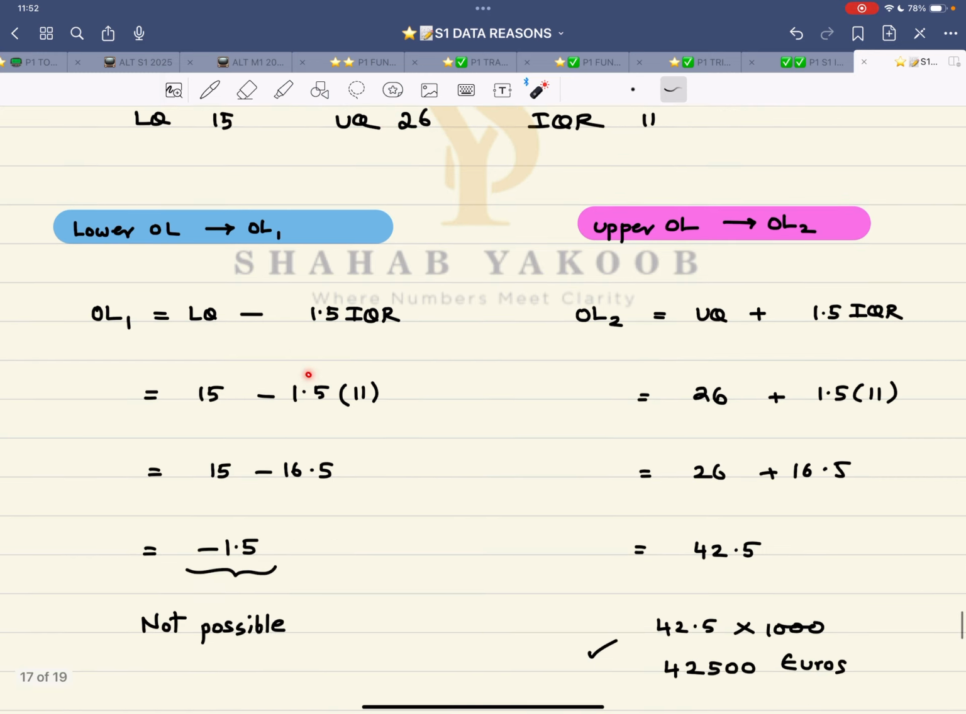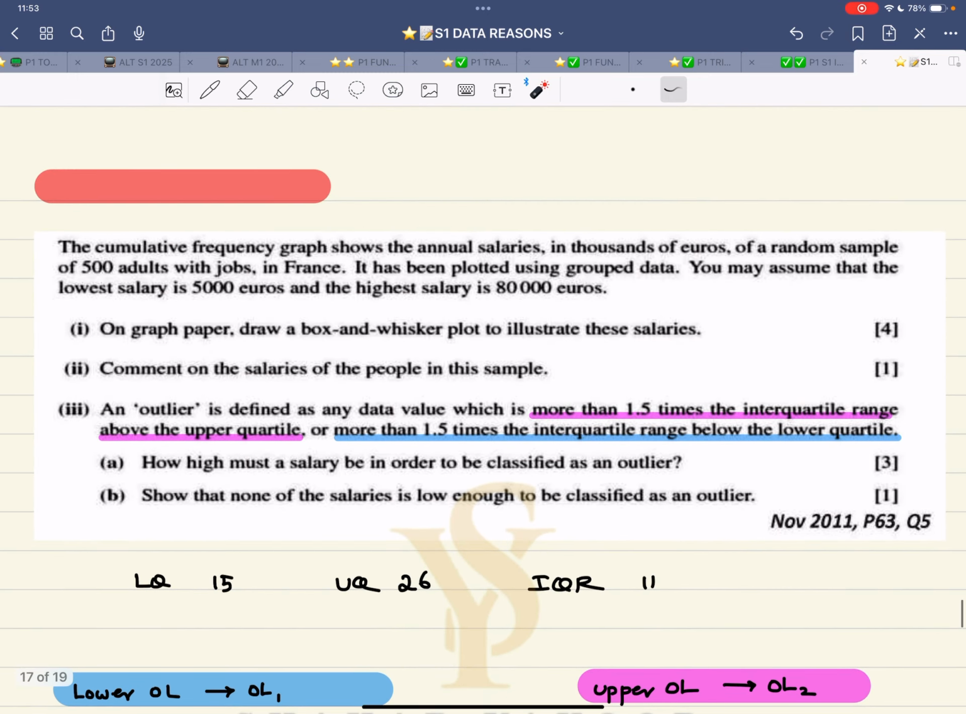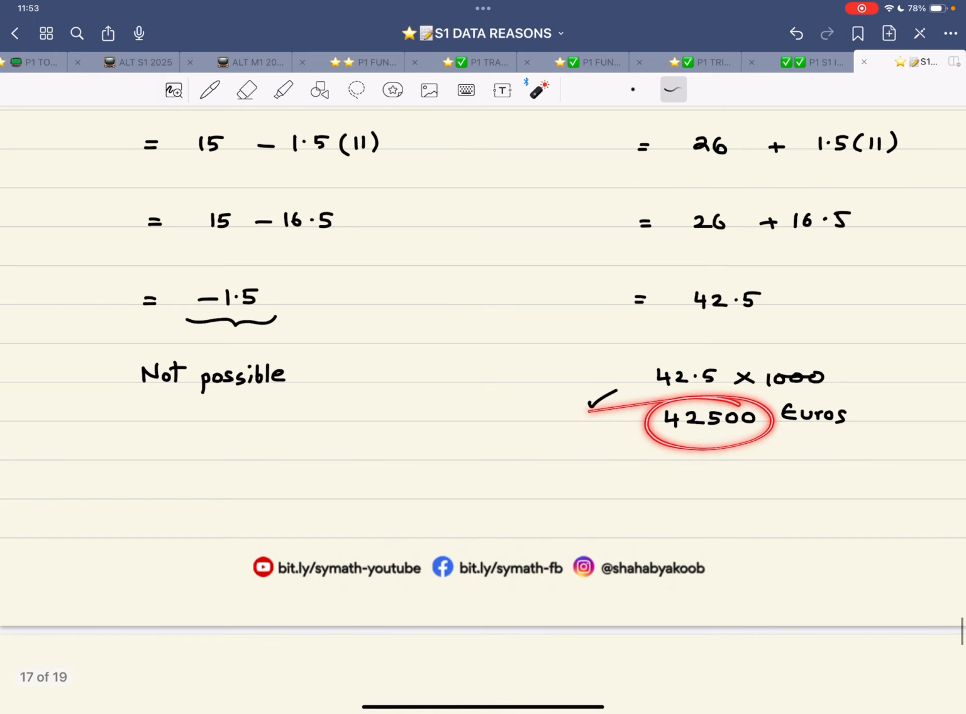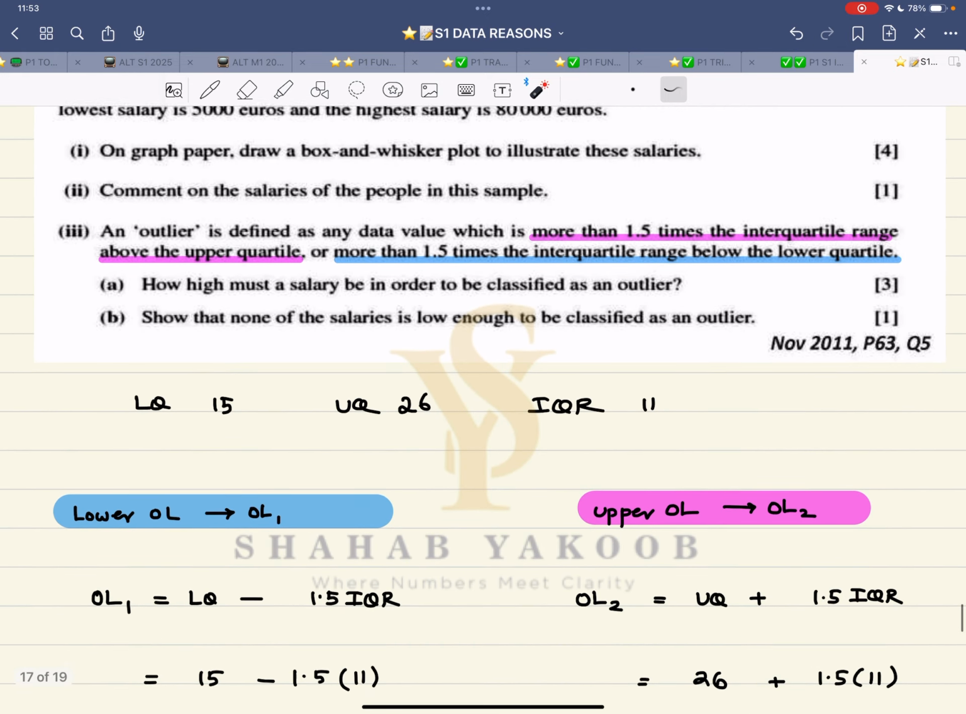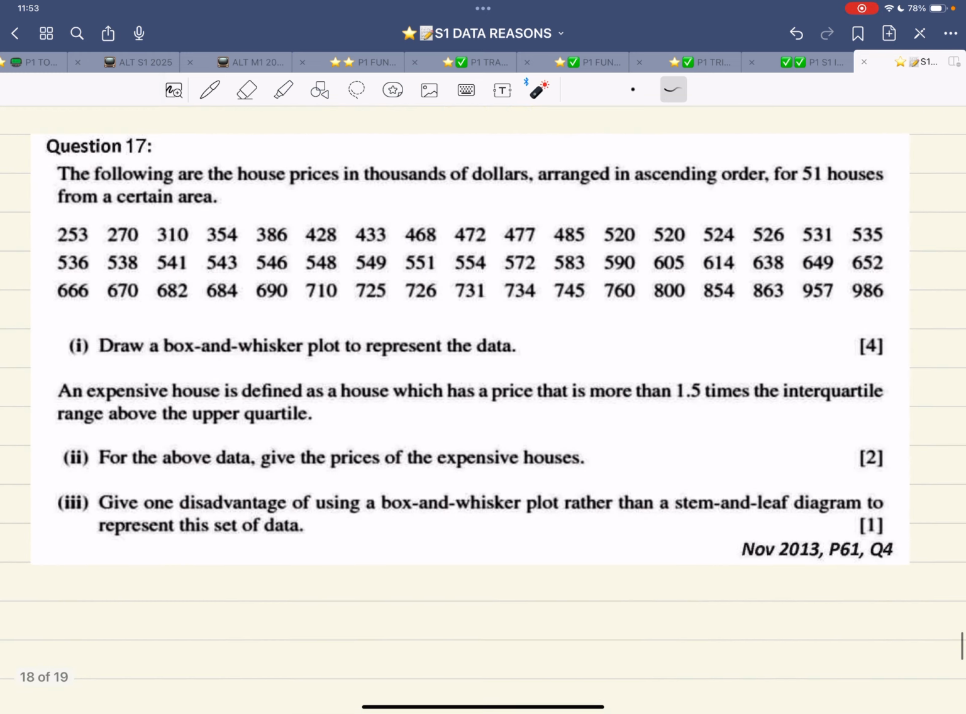The interquartile range is 11. 1.5 times 11. Subtract it from the lower quartile, and that gives me negative 1.5. Of course, you cannot have a negative salary. You cannot give money to your employer. So a negative salary is not possible. Upper outlier: upper quartile plus 1.5 IQR, 26 plus this value, that is 42.5. That is 42,500 euros. So they are asking how high must a salary be in order to be classified as an outlier. So 42,500 euros. That is the answer. And for low enough, there is no outlier because the outlier value is negative.